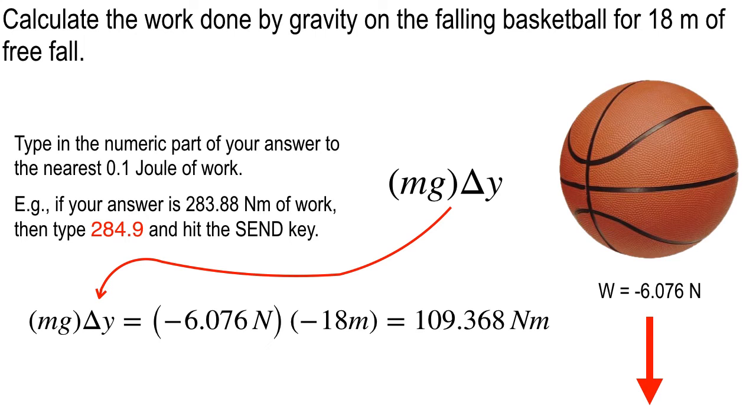All right. And then the drop distance is 18 meters, so that's a negative 18 meters for delta y. And they multiply out to 109.368, and then in this round off system here, 109.4. All right. Now, let me pause for questions.